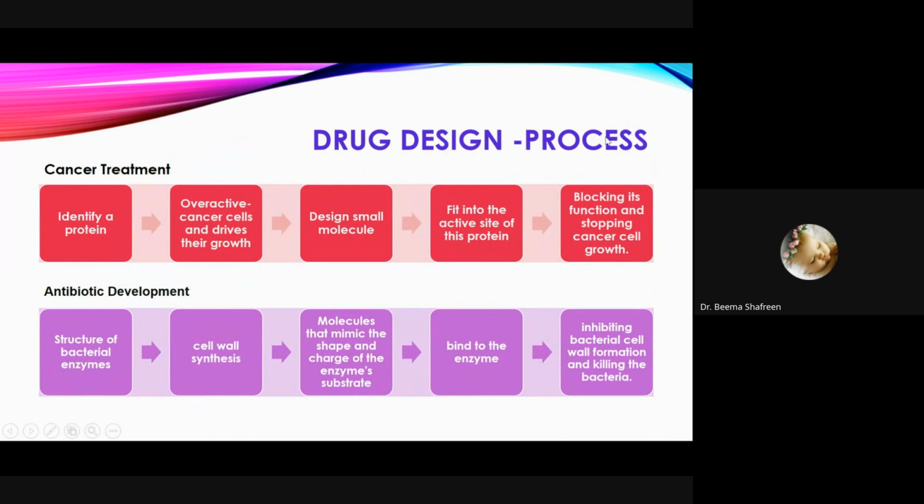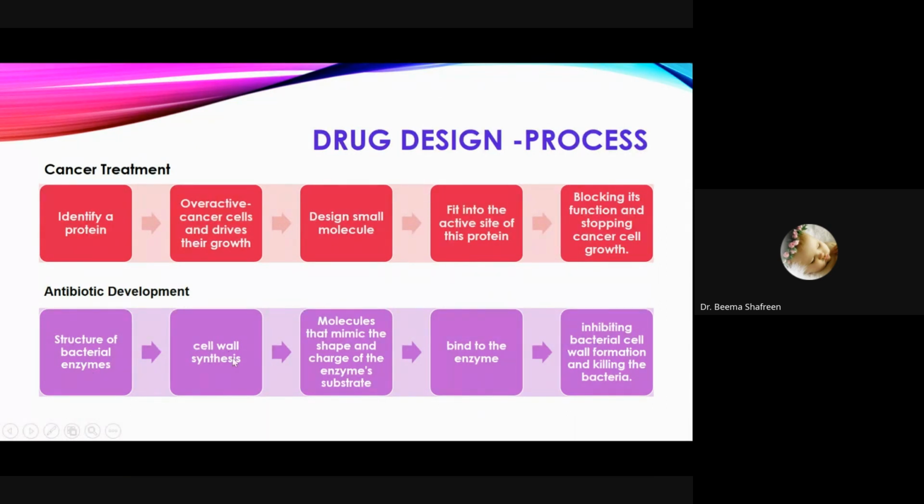So the drug design process for each and every disease is, first, for the cancer treatment, we have to identify the proteins which are involved in the overactivity of the cancer cells, so that inhibiting it can prevent the growth of the cancer cells. So small molecules need to be designed for the target protein, and they have to fit into the active site of this protein. Thereby they can block it, and the function can be stopped, and thereby the cancer cell growth can be stopped or reduced.